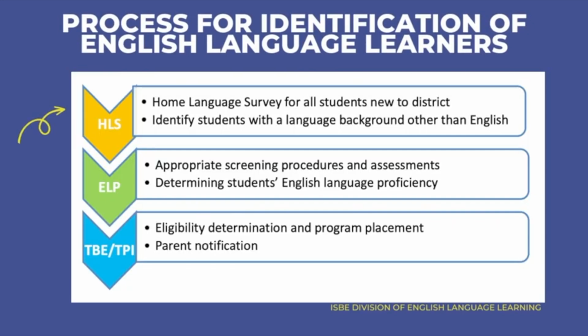Process for identification of English language learners. School districts are required to have procedures in place to identify potential English learners. As such, Illinois has outlined a process for determining if a new-to-district student is English proficient or an English learner. The first step in this process is to identify a student's language background during enrollment.